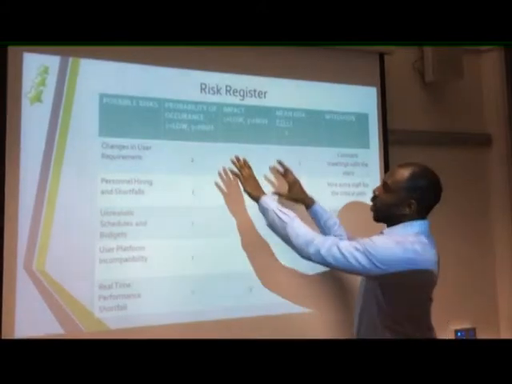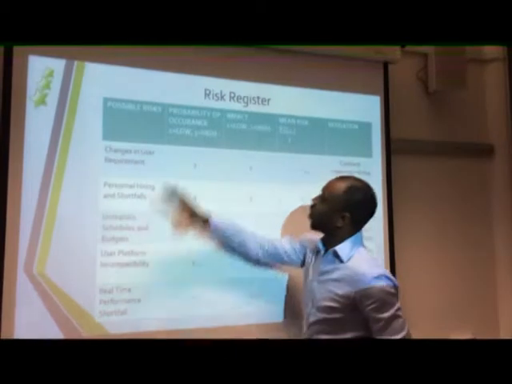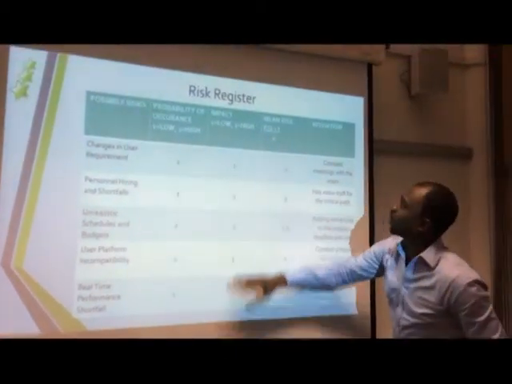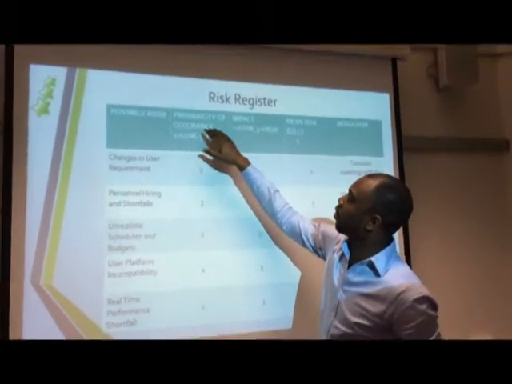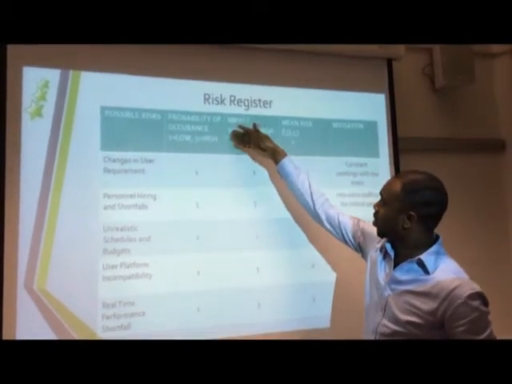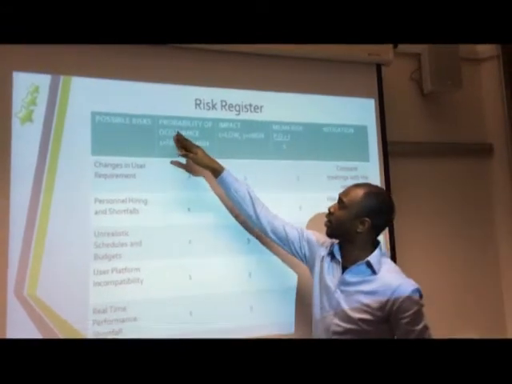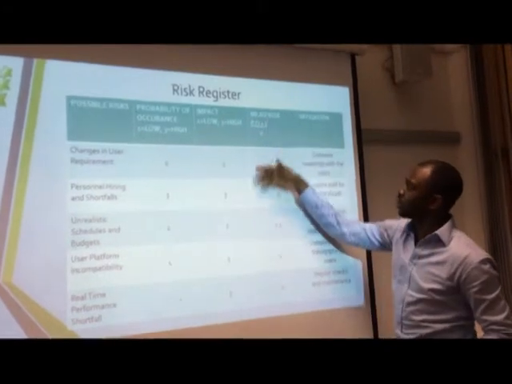Here we have the risk register. These are the possible risks. Here is the probability of the risk occurring, here is the impact, here is the mean, and here is the mitigation. For probability of occurrence, 1 is low, 2 is medium, and 3 is high. The same applies to impact. The mean risk is the probability of occurrence, PO, plus the impact, divided by 2.